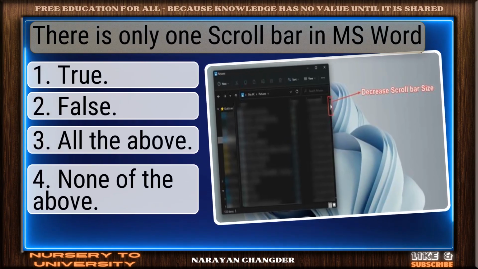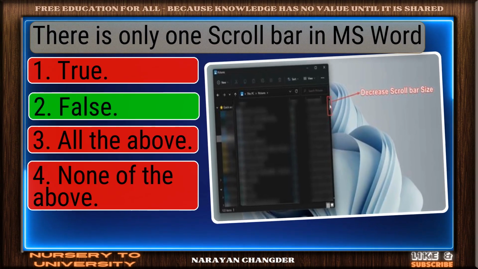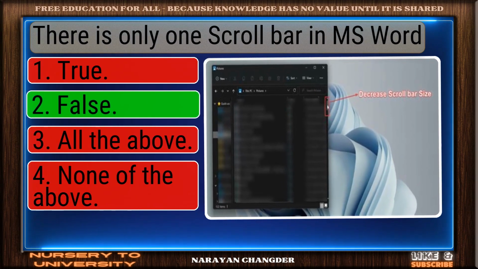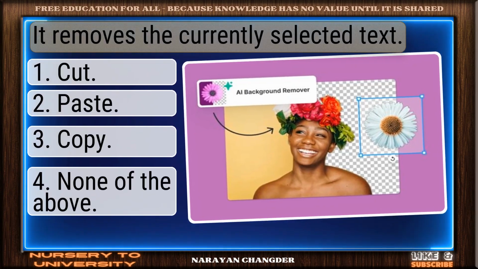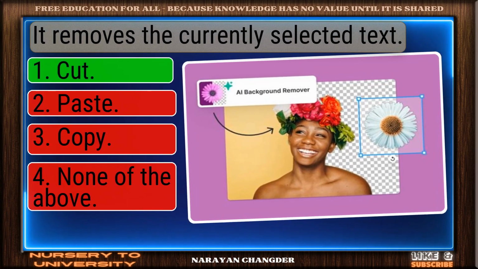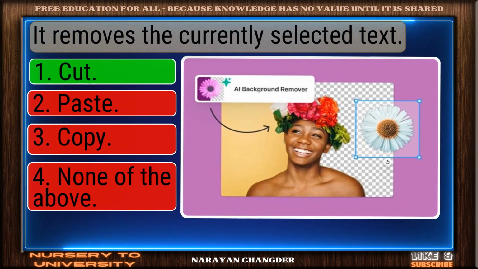There is only one scroll bar in MS Word. Great thinking. False is the right choice. It removes the currently selected text. Exactly. Cut makes sense and it is the right choice.